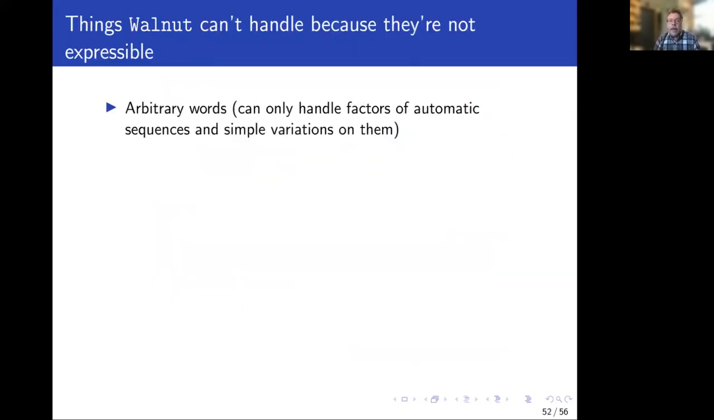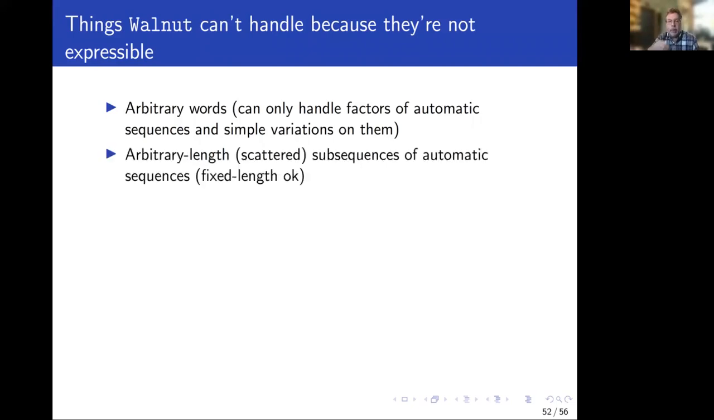Things that Walnut can't handle because they're not expressible: arbitrary words, the arbitrary members of sigma star. No, we can only handle factors of automatic sequences and simple variations on them. For example, you could take a factor of an automatic sequence with an arbitrary symbol inserted somewhere in it; that you can handle. Arbitrary length scattered subsequences of automatic sequences can't be handled because you have to specify a subset where you're getting it out of.